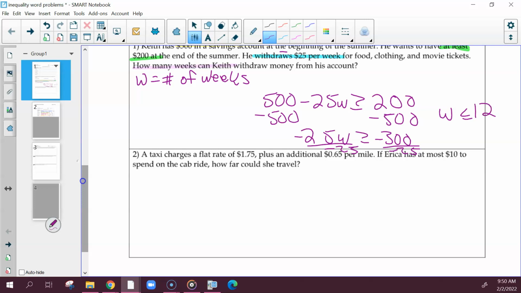That means for 12 weeks he could withdraw money. If he were to withdraw more than 12, he would have less money than what he wants. So we cannot go past 12. We could do less than 12, but we could not go past 12. Because this is a word problem, we also would need units. So 12 would be the number of weeks he can withdraw money from.